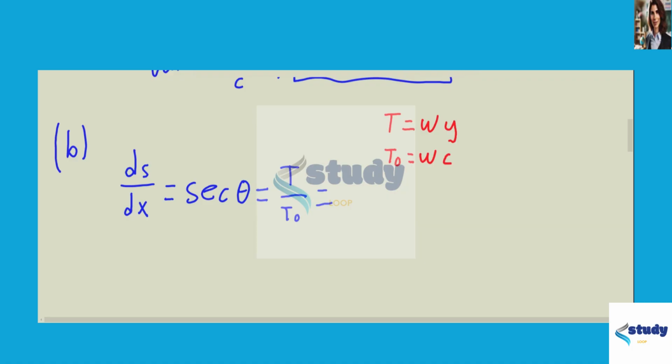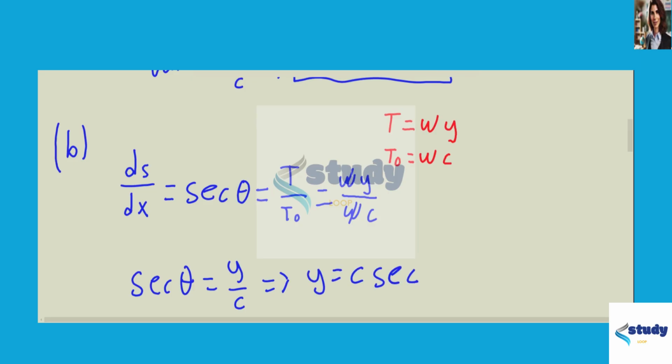So we can now write this as w times y divided by w times c. And we can see now that these w's will cancel. And we can now write that the secant of theta is equal to y divided by c, which we can then write as y is equal to c times the secant of theta.